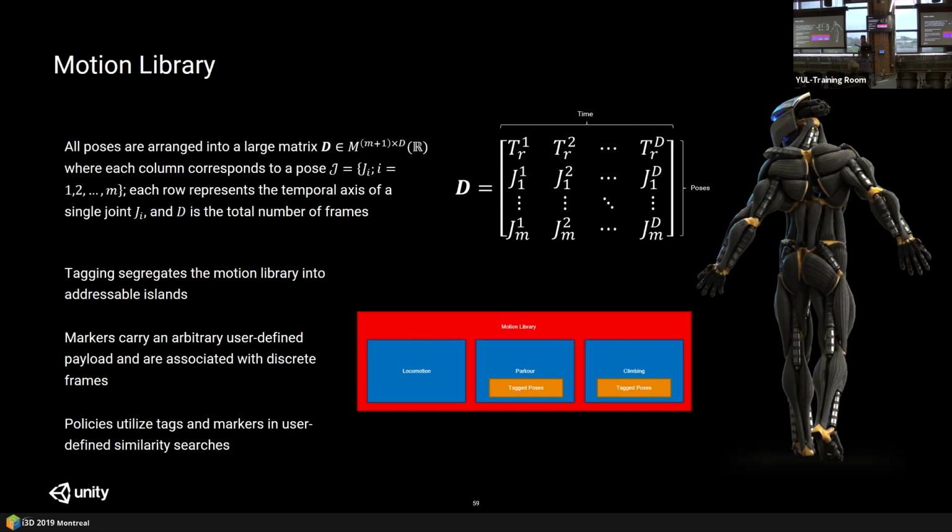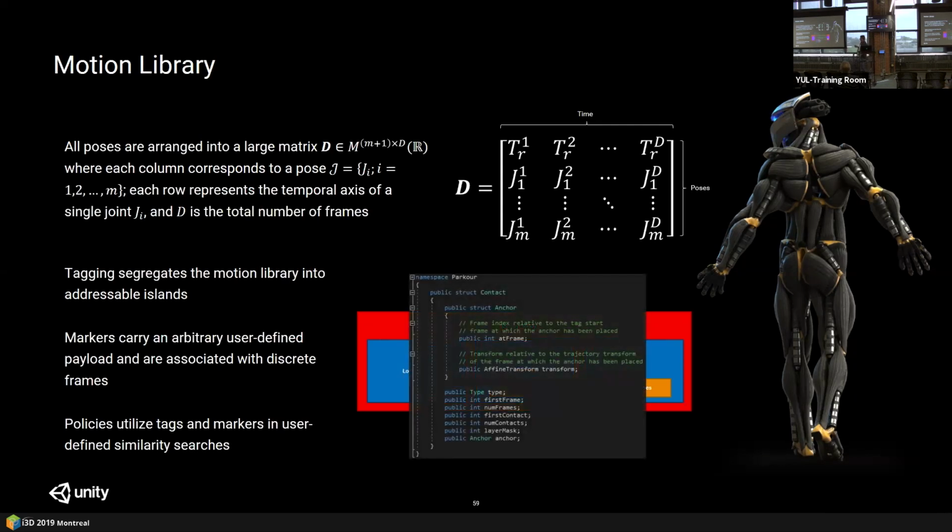So all of this can be thought of as put in this red box here, and then I use a tagging scheme that separates animations into different islands. So I can say, well, all these animations belong to locomotion, all these animations belong to parkour, and so on and so forth. And when I perform a similarity search, I can say, well, I only want candidates that belong to a certain category. And on top of all of that, I can have tagged poses. So individual poses can be associated with arbitrary data. So here's an example of how this arbitrary data looks like.